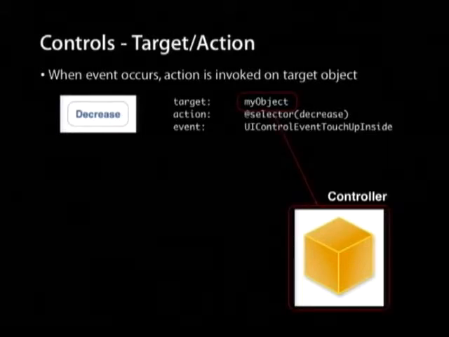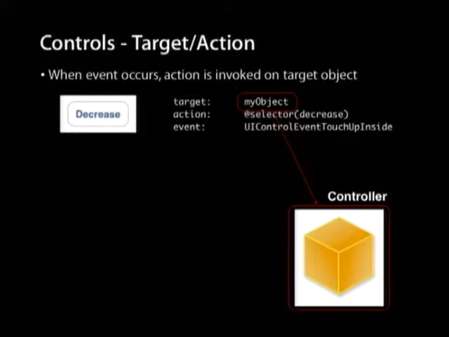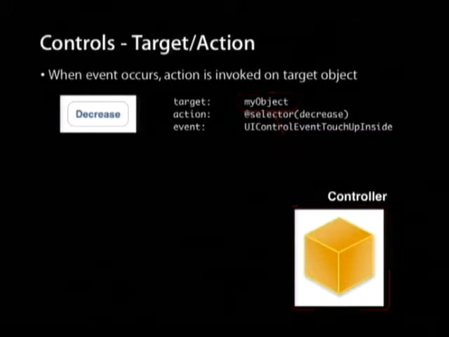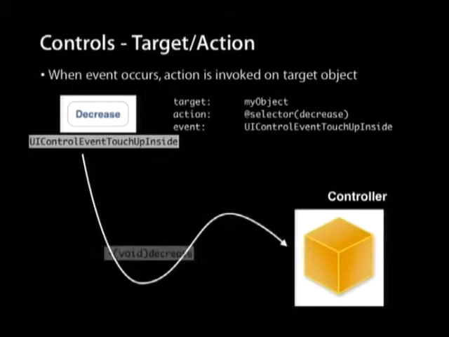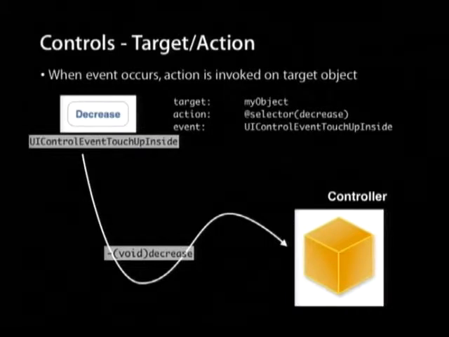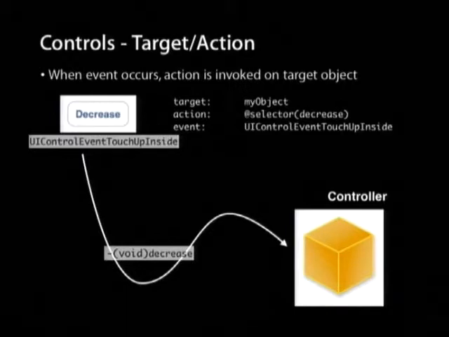The way I do this is, in Interface Builder, I drag the control: I hold down the control button and drag from the button to the object, and I say that's the target. I then assign the action. I say the event is touch up inside, and then the action is decrease. So you actually make this physical connection between the two.